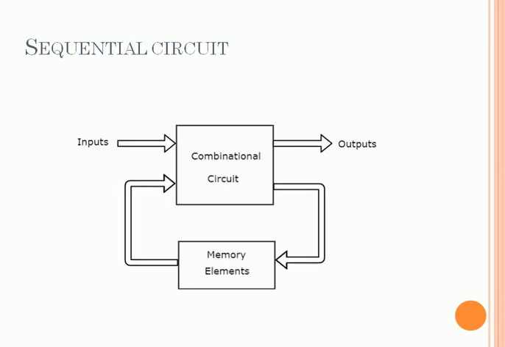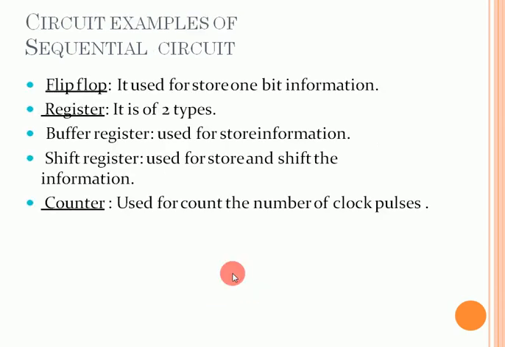This is a block diagram of a sequential circuit. Here we can see we have a combinational circuit and a memory element present in the circuit, and this memory element is connected to the combinational circuit with a feedback path. So when we take the output of the sequential circuit, this output will depend upon the input present at that particular time and also on the memory element. That memory element will have the data, that is, the previous output of the combinational circuit.